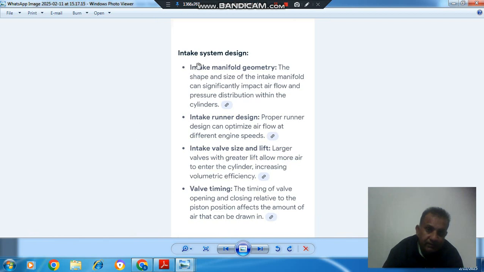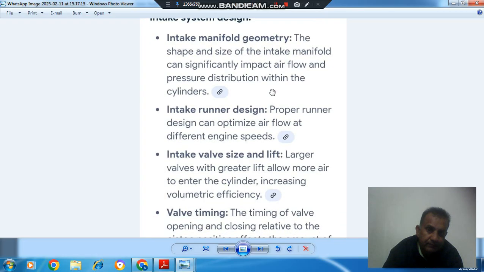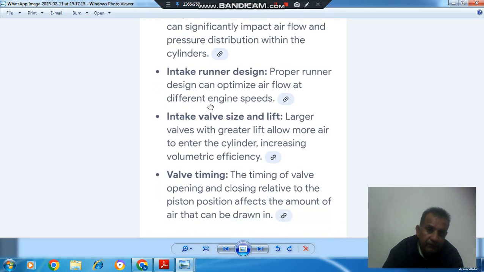First is your intake system design. Here there are 4 points. First point is intake manifold geometry. The shape and size of intake manifold can significantly impact airflow and pressure distribution within the cylinder. And intake runner design. The proper runner design can optimize airflow at different engine speeds. Next is intake valve size and lift. Larger valves with greater lift will allow more air to enter the cylinder, increasing volumetric efficiency.